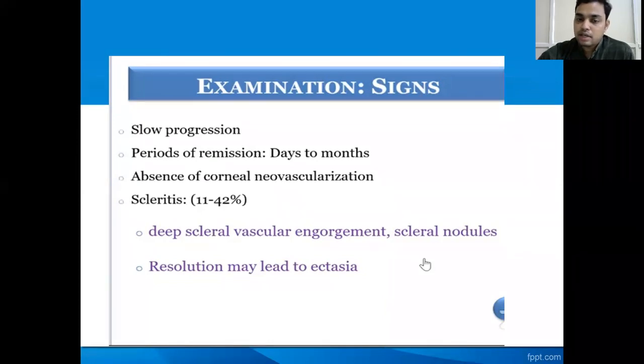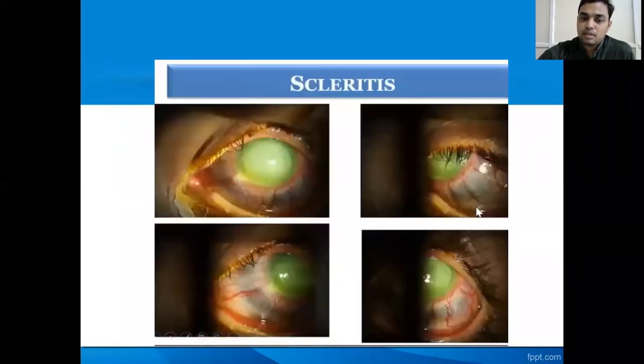A resolution of the scleritis may lead to ectasia, that is thinning of the sclera. These are the pictures of scleritis. Here we see the thinning of the sclera.